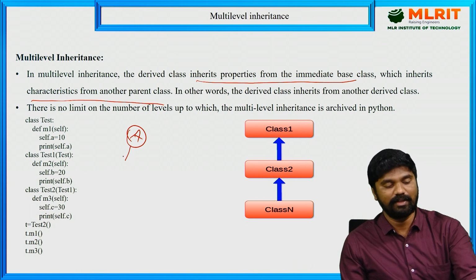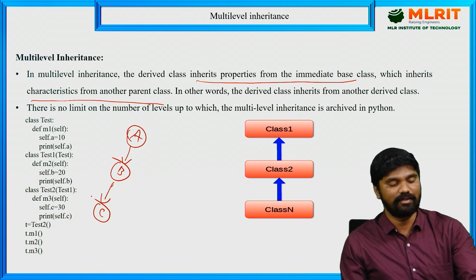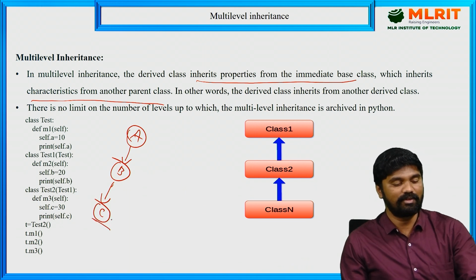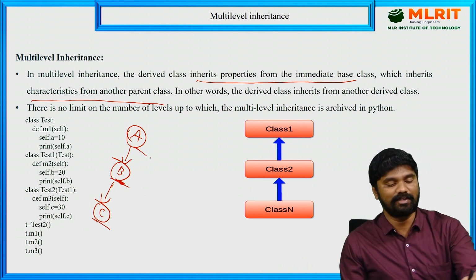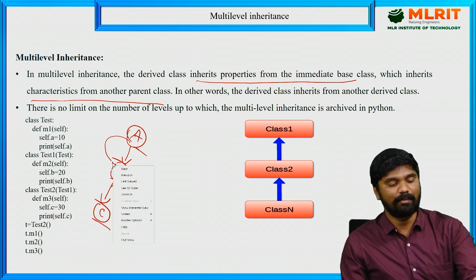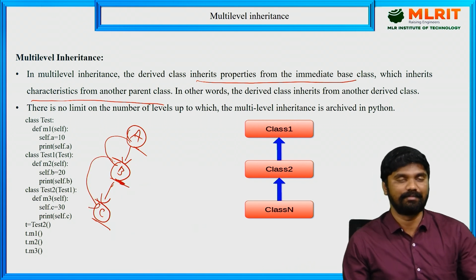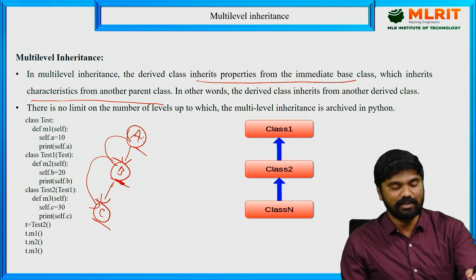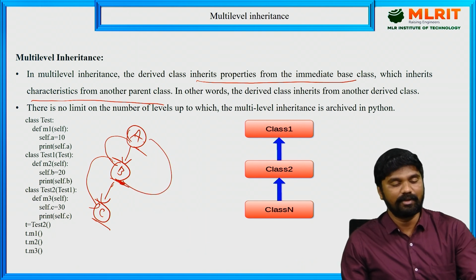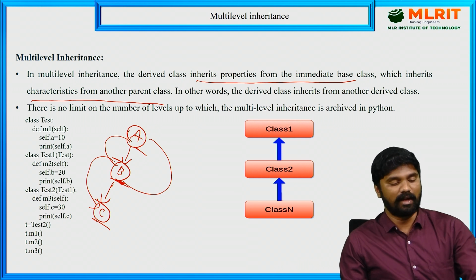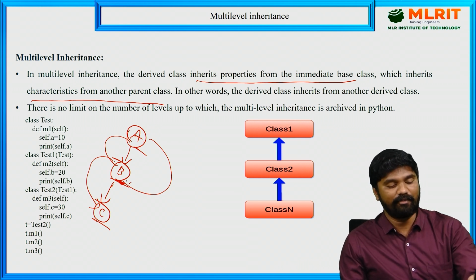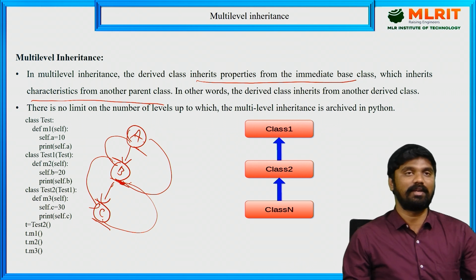Now A is the parent class of B, and B is the parent class of C. That means C is the derived class of B and B is the derived class of A. Now the properties of A will come to B, and the properties and behavior of A and B will come to C. The properties and behavior of class A will be accessed by B, and the properties and behavior of class A and class B will be accessed by C.